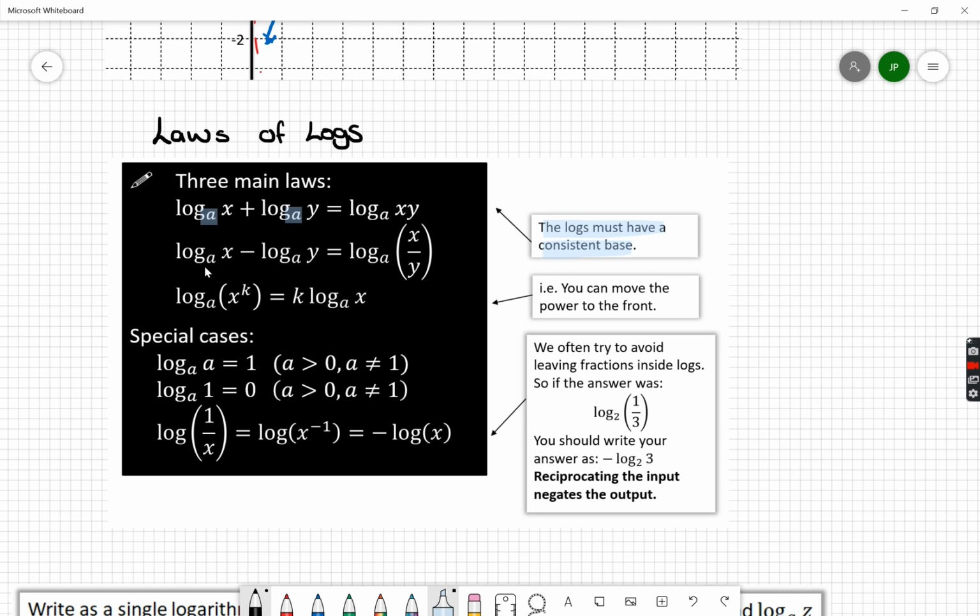Similar with the next one. Again, make sure they've got the same base. Log base a of x minus log base a of y is going to be log base a of x over y.